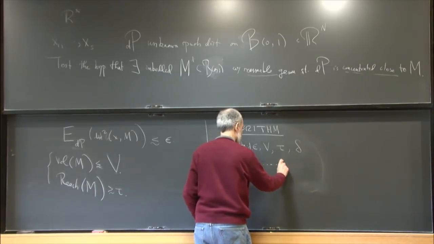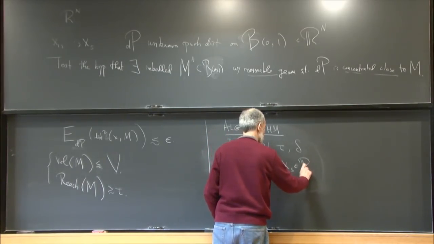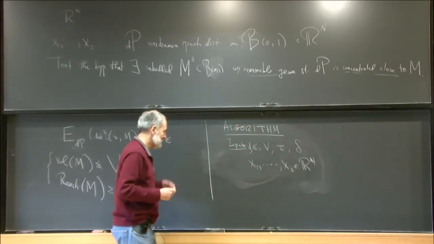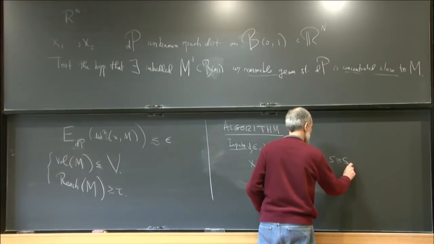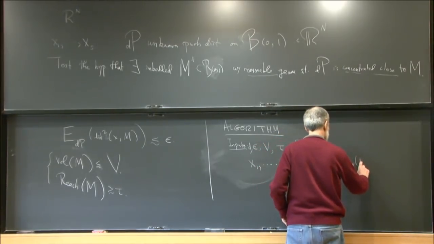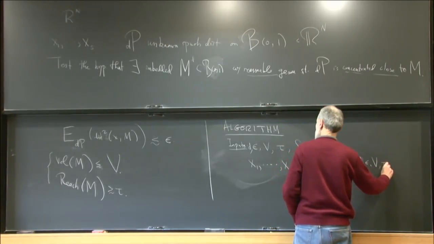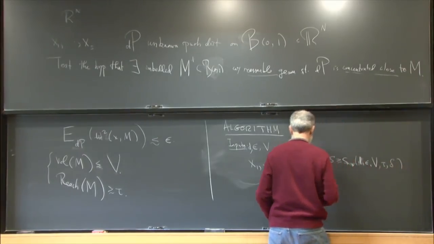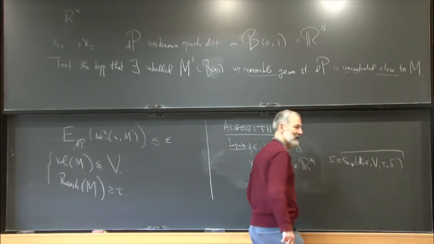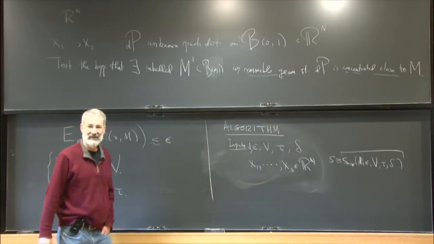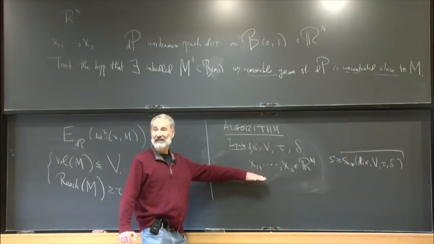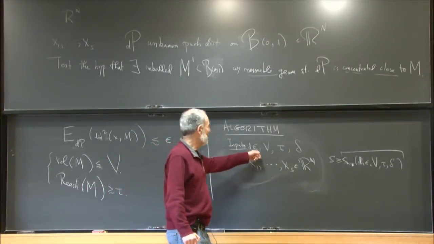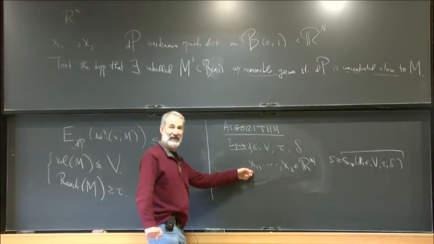x1 through xs in R^n, where s is big enough, s is greater than or equal to s min of these parameters, d, epsilon, v, tau, and delta. Okay, where this should be computable, and in fact, the paper gives bounds. I'll come back to that. So those are the inputs: the parameters of the problem and enough sample points.